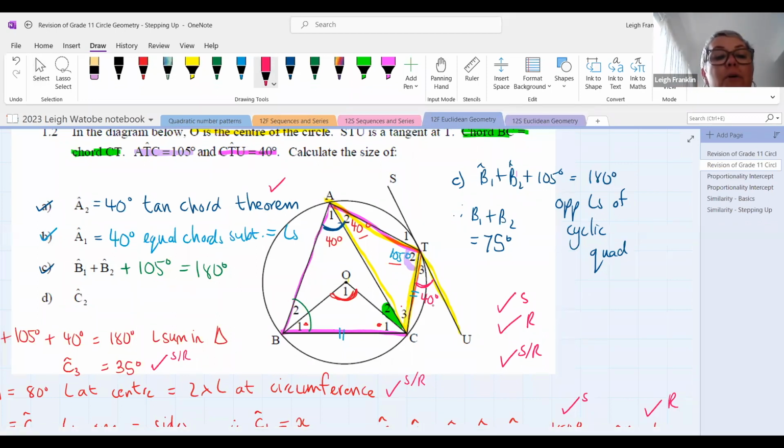Okay, so because there's a statement and a reason there. So that would be a statement, and then that would be a reason mark over there because it's a little bit more difficult.